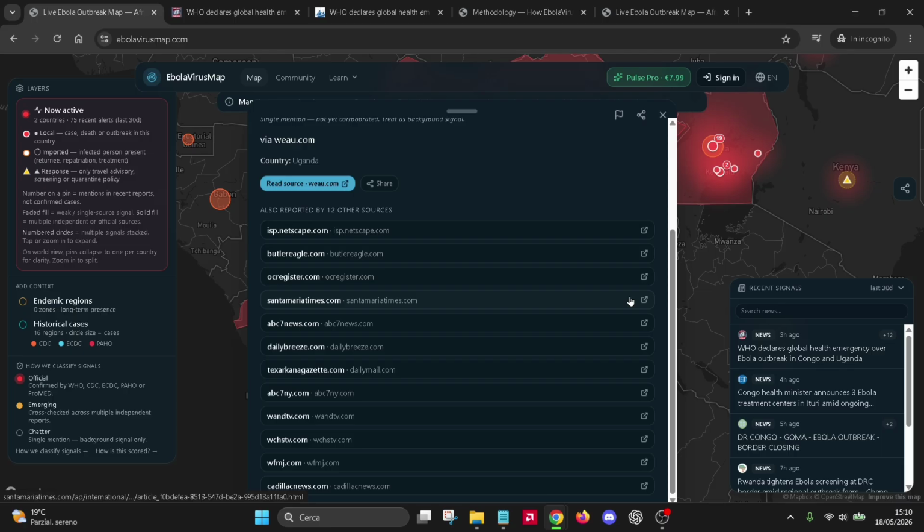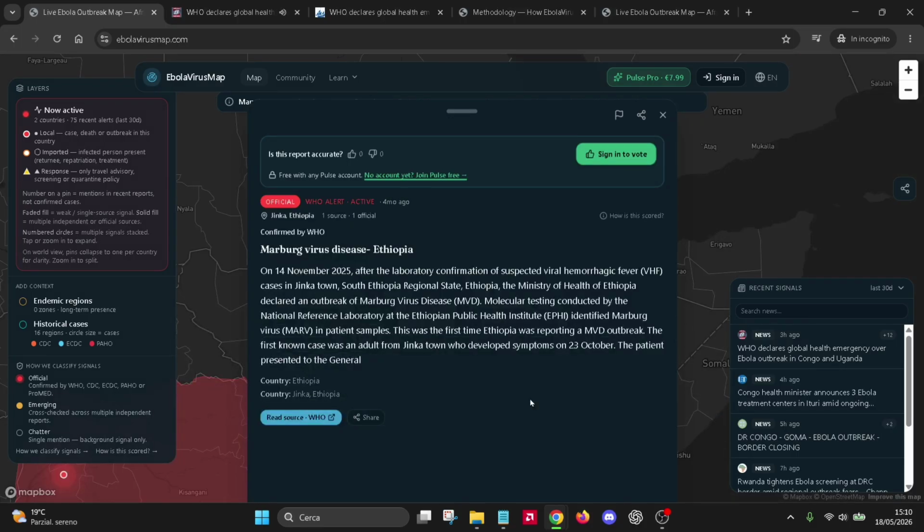One of the most important things to understand about outbreak maps is that they show signals, not absolute certainty. A report on the map does not always mean a confirmed case. It may represent an official alert, a surveillance update, or a credible news report that requires further verification. This is why interpretation matters. The quality of the source is just as important as the information itself.